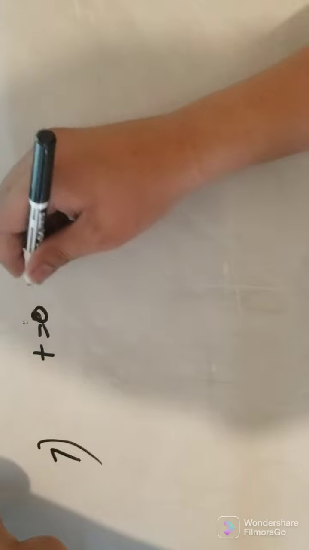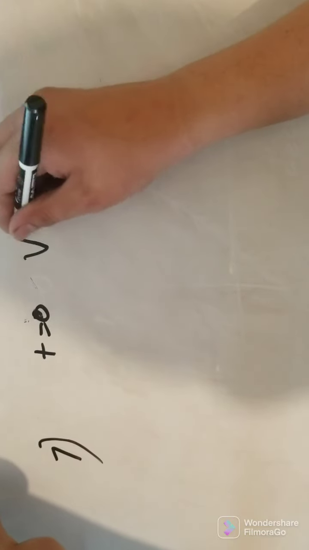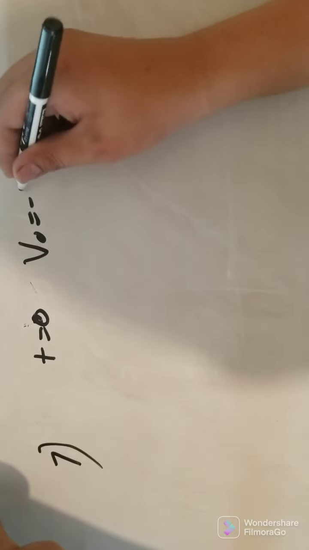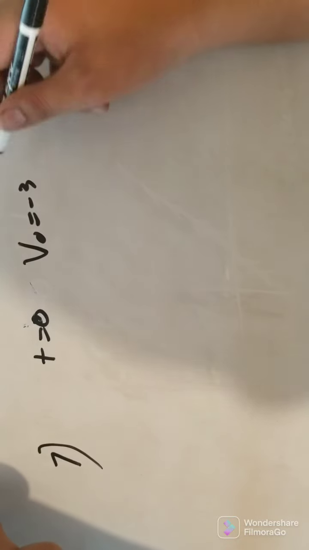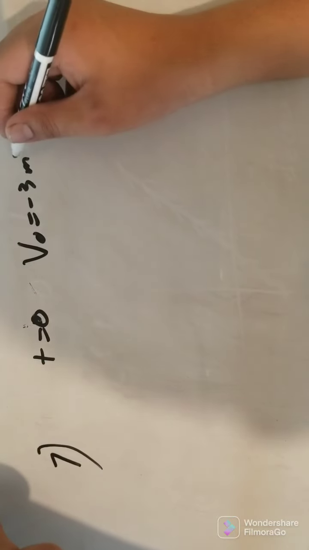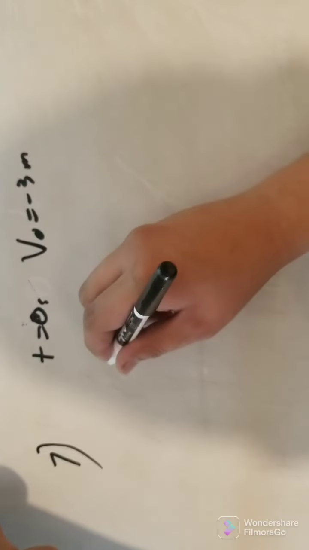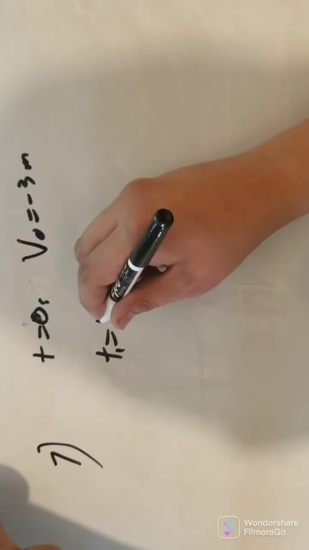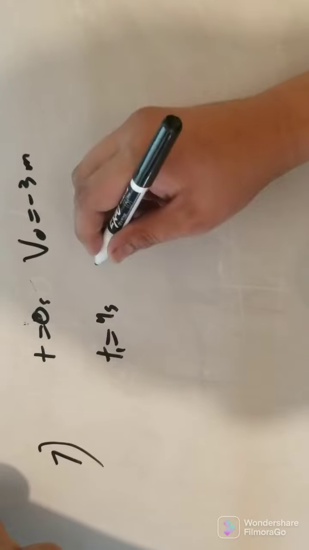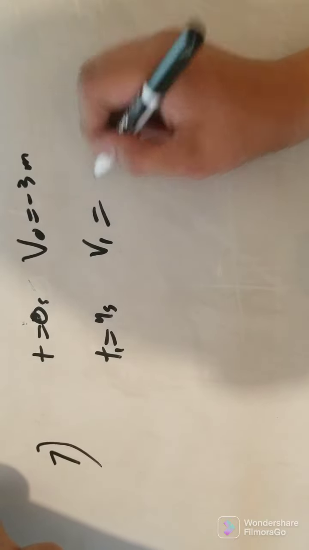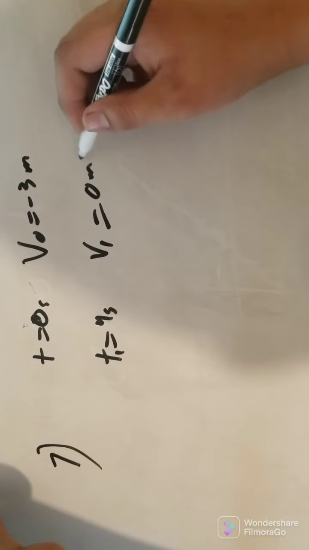No, t is equal to 0, and v naught is equal to -3 meters. This is 0 seconds. And then t1 is equal to 4 seconds, and v1 is equal to 0 meters.